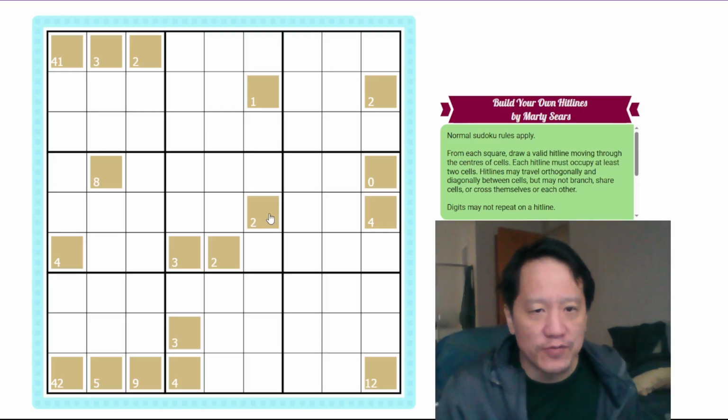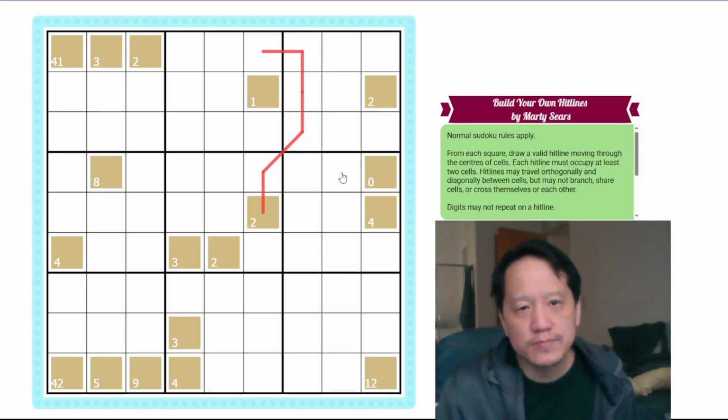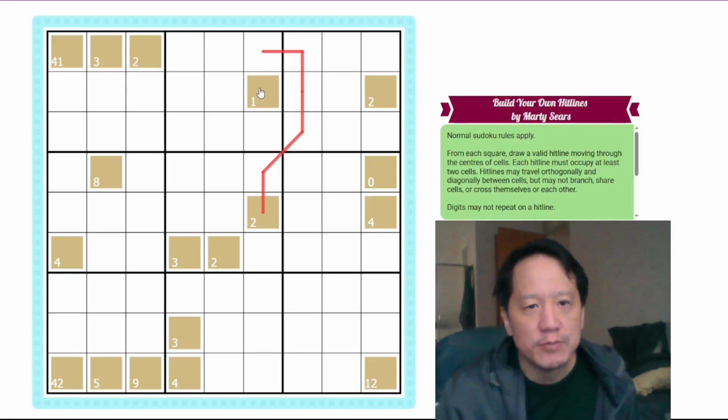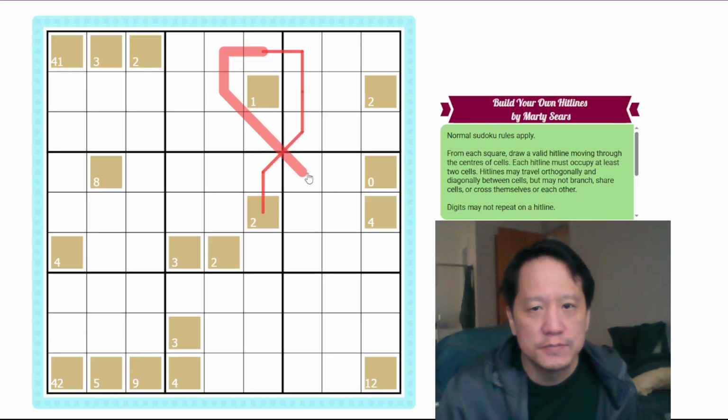So an example of a hit line could be some. We want to go from centers. They could do something like this. And each hit line must have at least 2 cells, but you cannot share the same cell with another hit line. You also cannot cross yourself or branch.